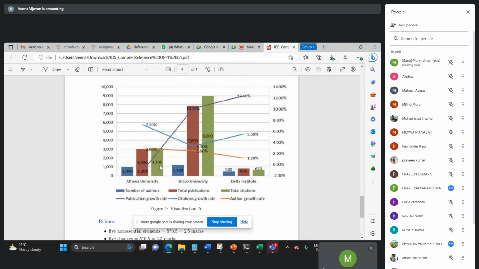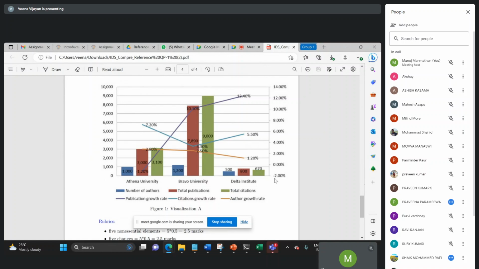I think we can remove the data labels, because that adds to the clutter. And then segregate these graphs. Keeping everything in one graph may not make sense. Five non-essential elements. The one is minus 1.20 in a red bar. I think it's not that important.